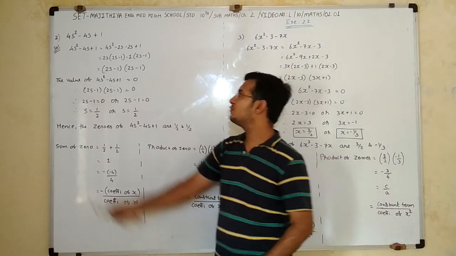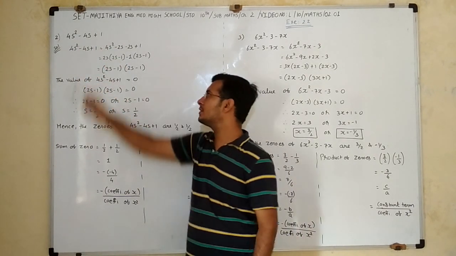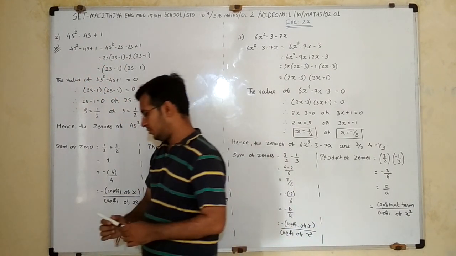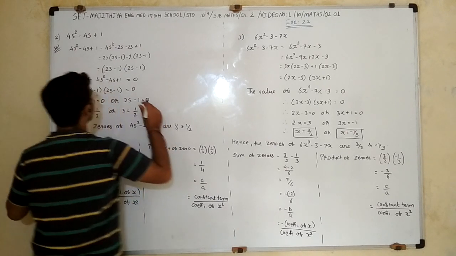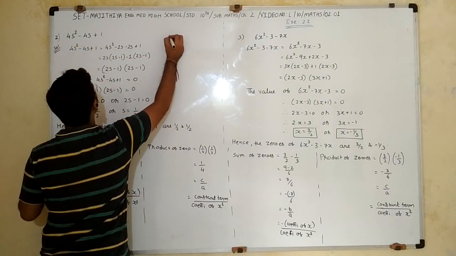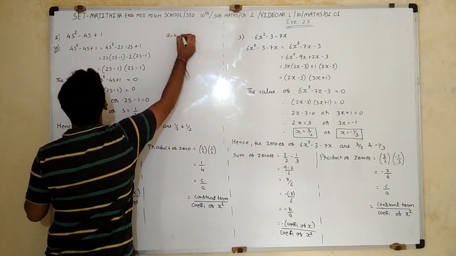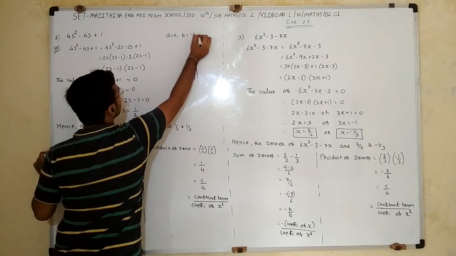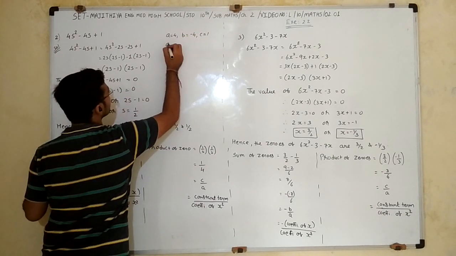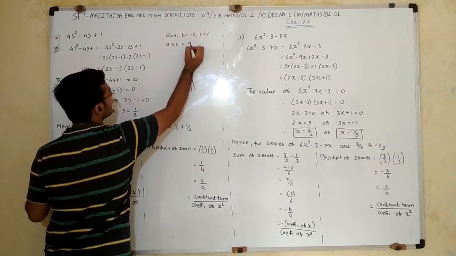Second sum, that is 4s² − 4s + 1. We have to factorize the sum first. Here a is equal to 4, b is equal to −4 and c is equal to 1. So the first step is a × c. So 4 ones are 4.